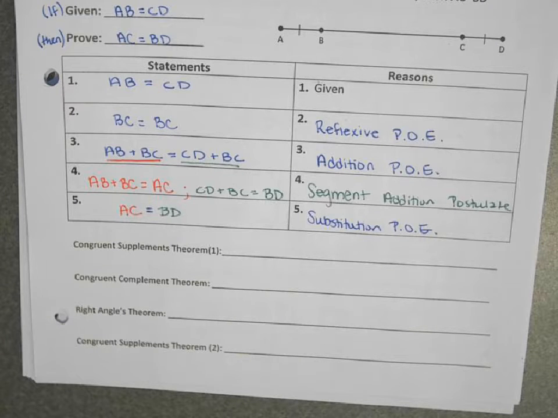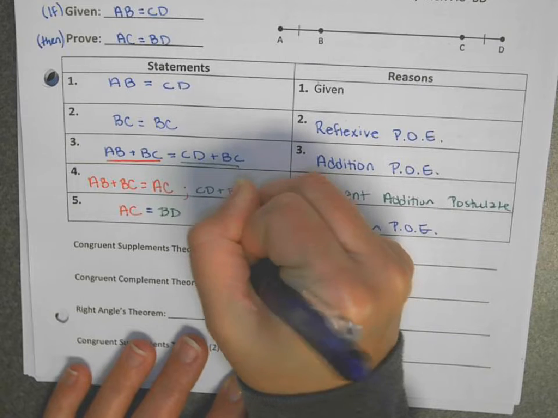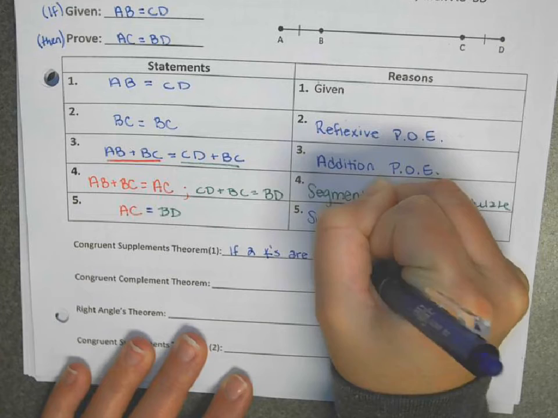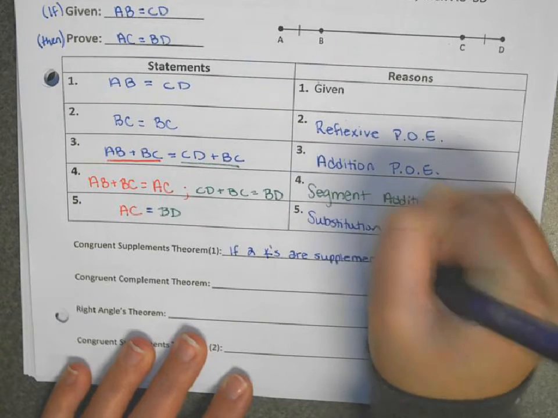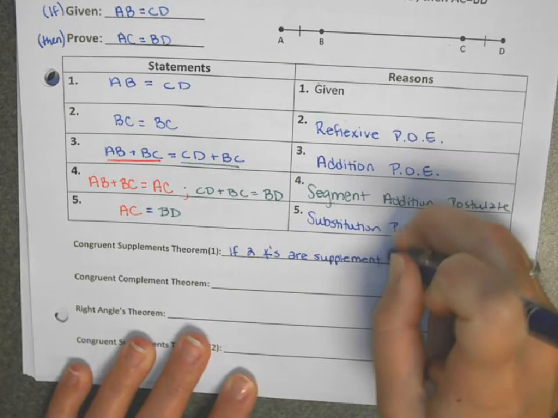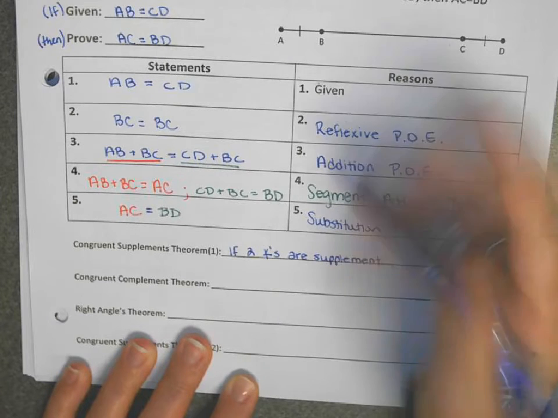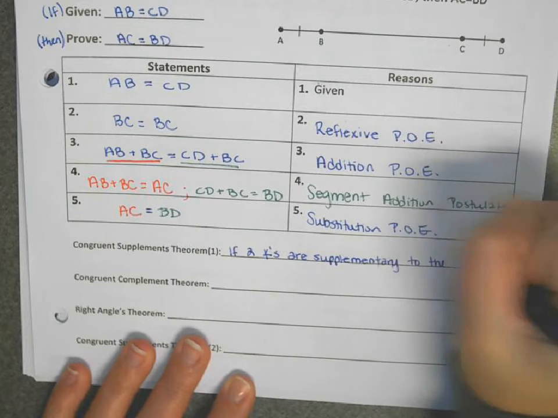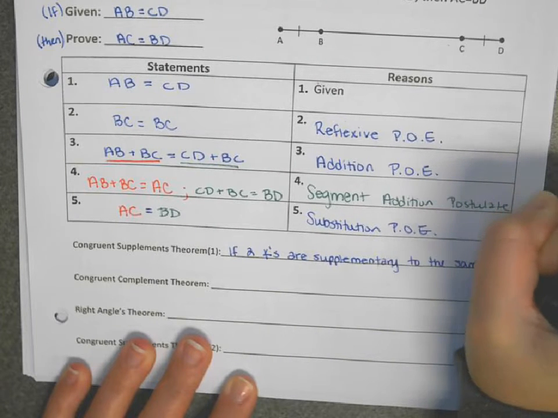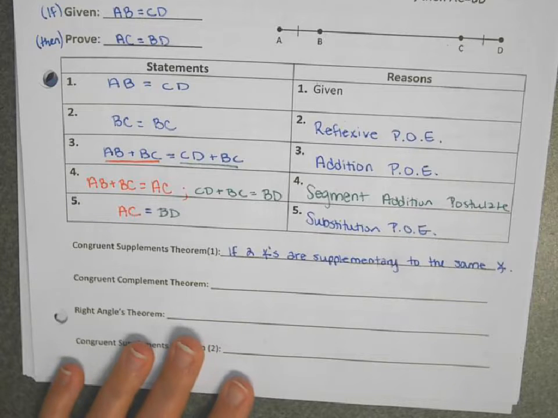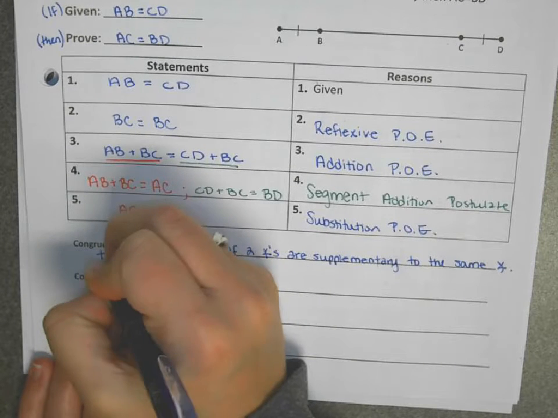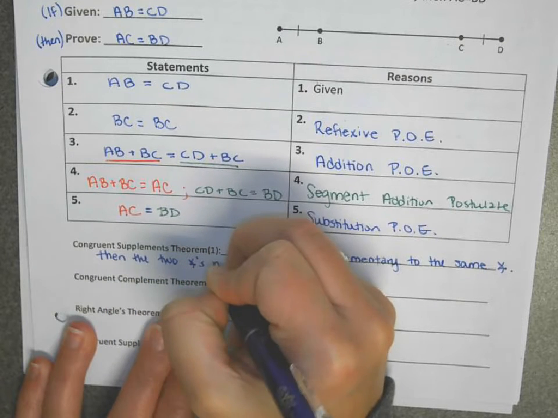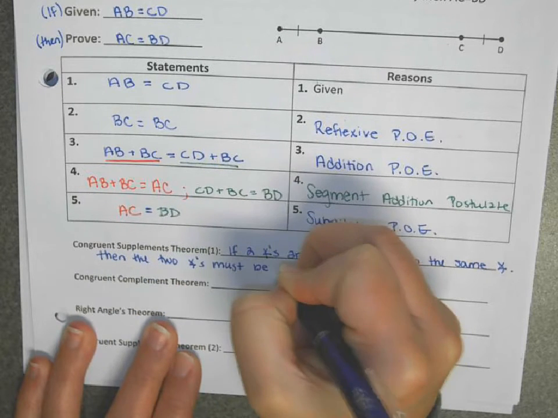So, the first one says if two angles are supplementary to the same angle, then the two angles must be congruent.